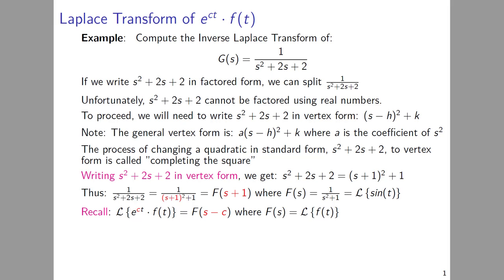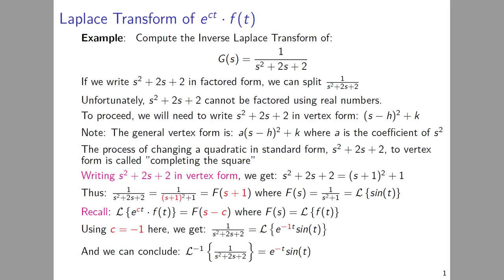So using c equals negative 1, so s minus c is s plus 1, we get that 1 over s squared plus 2s plus 2 is the Laplace transform of e to the negative t times sine of t. And we can conclude that the Laplace inverse of 1 over s squared plus 2s plus 2 is e to the negative t times sine of t.